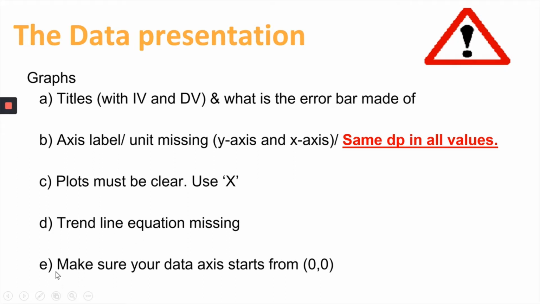The final one is to make sure your data axis starts from 0, 0. This is related to the chart type that you selected. When you select the style of your graph, double check whether your data comes from 0, 0. Sometimes if they select the wrong chart type, the y-axis will be at -1 on the x-axis. So always double check that it starts from the origin 0, 0 of your axis. Okay, so next one.